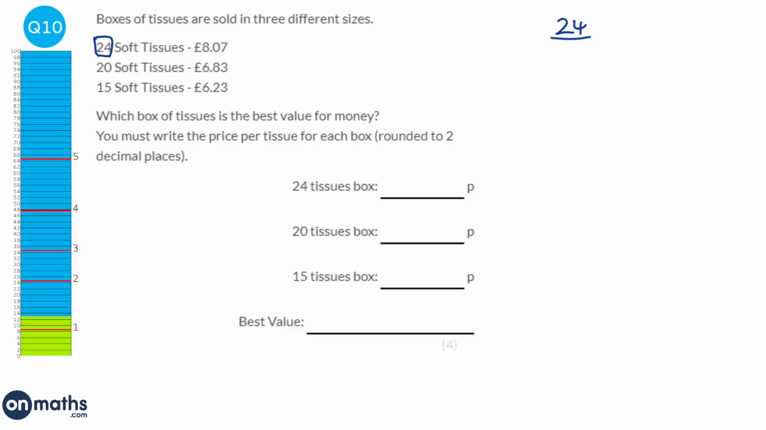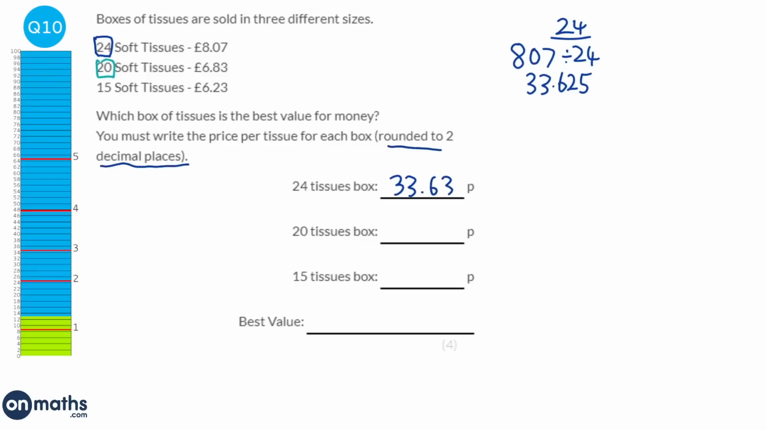And what I'm going to do is convert the money into pence, just to mean that we don't have as much decimal. And we're going to do 807. I'm going to divide by the 24 to find out the price of one tissue. So that is 33.625. And so I'm just going to round that to 33.63. I'm just going to round everything to 2 decimal places, which it says in the question.